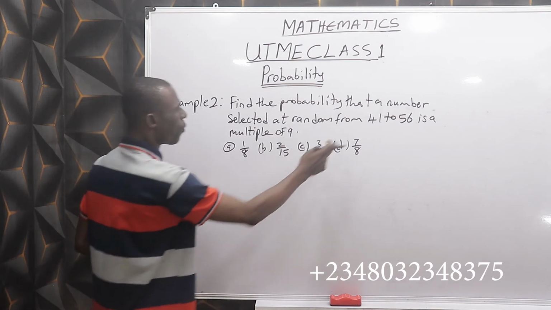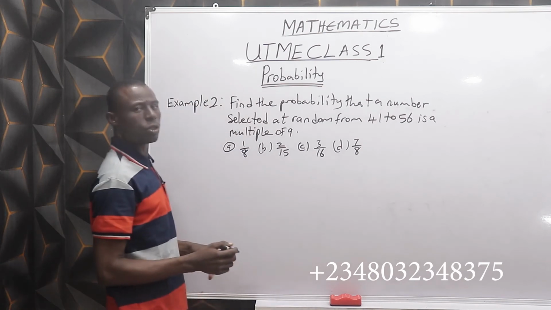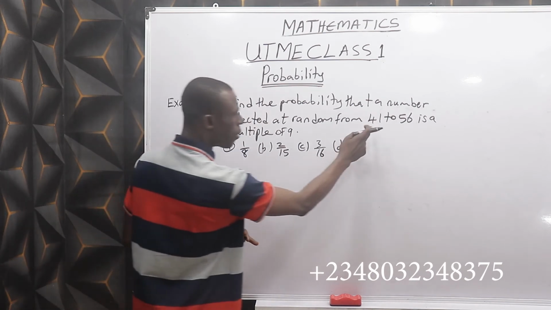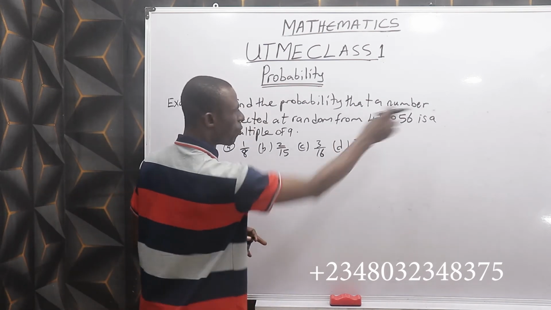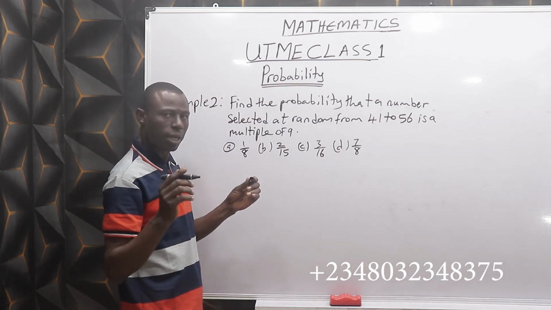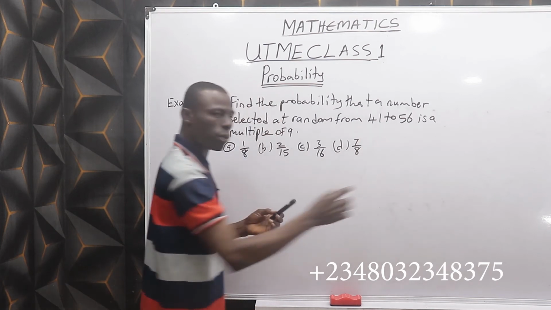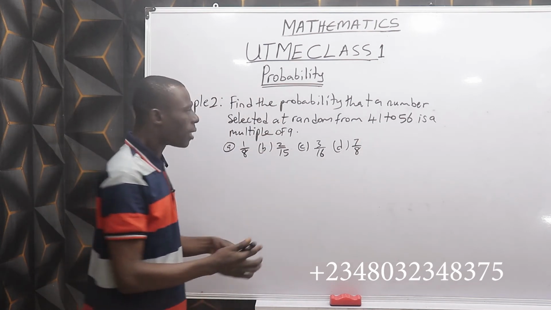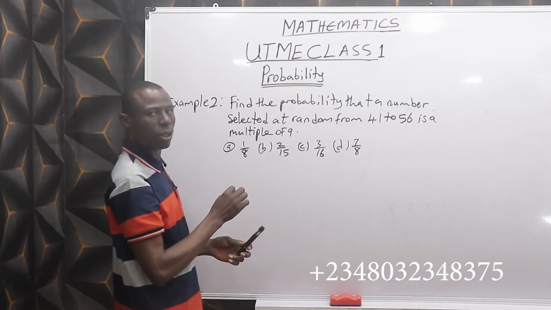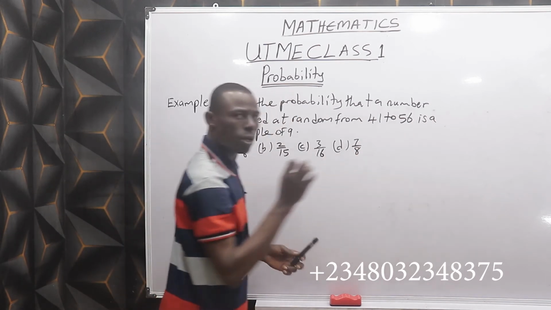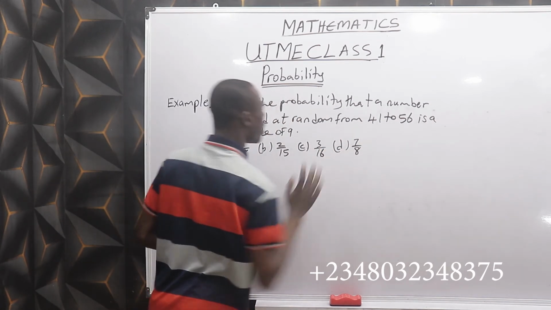Now, from 41 to 56, how many numbers do we have? We have 16 of them. If you subtract 40 from 56, that's a method to quickly get their number. Don't subtract 41 from 56 because 41 is inclusive. Therefore, subtract 40, that is not inclusive, from 56, you get 16. So we have 16 of them there.